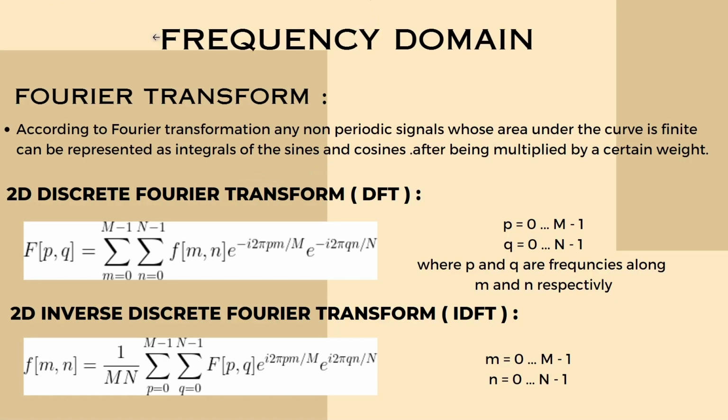Enhancement in frequency domain. In frequency domain, we don't work with original images, so we have to convert the image from spatial domain to frequency domain. For this, there are many ways, but the most famous way is by using Fourier transformation, which was given by Fourier.